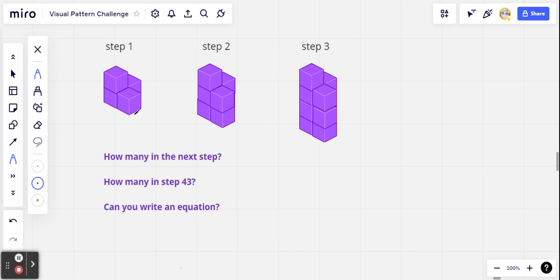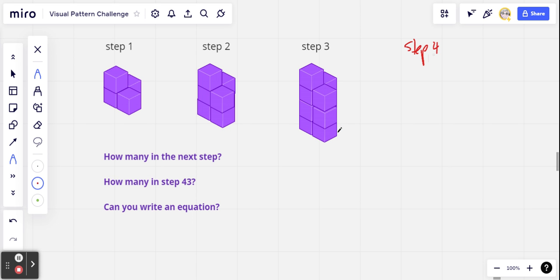Here is our pattern today. Here's step 1, here's step 2, here's step 3, and your challenge is to predict the number of these purple cubes in step 4. If you can do that, can you predict the number in step 43? And can you write an equation that could be used to express the number of cubes in any step at all? So that's the challenge. If you'd like to accept it, pause the video and see what you can do.